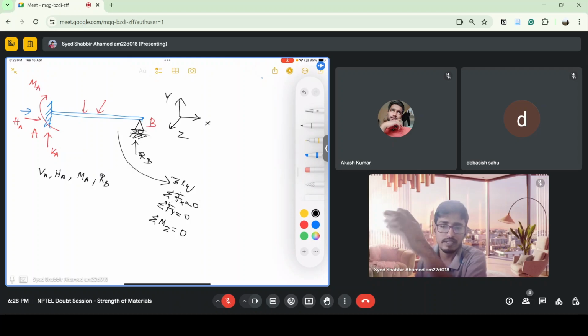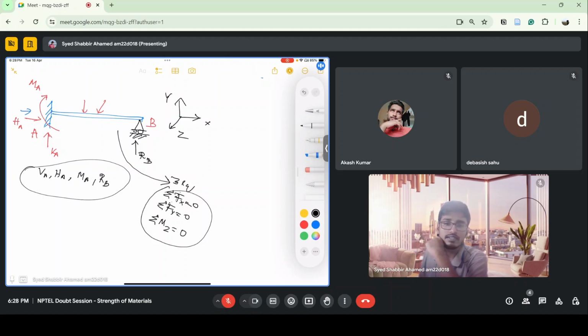That's why the name static comes. It means the structure is not moving. It is at a single place. It may deform, like it may bend or expand, but it is not moving. That's why it is static. So these are static equilibrium equations. I have four unknowns and three equations, but it's not possible to find four unknowns using three equations. So we should have one additional equation, right?